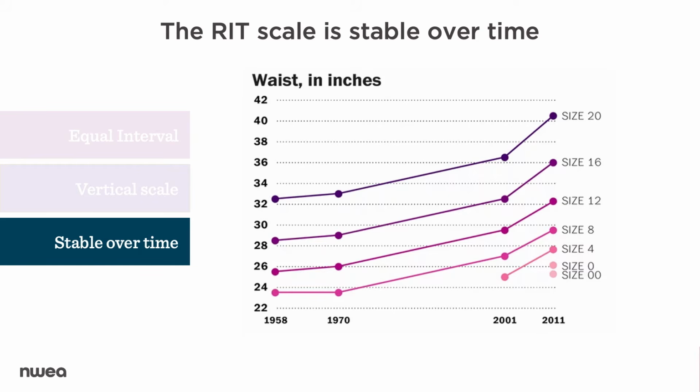Imagine if test scores worked that way. Keeping the RIT scale stable makes it possible to track real growth over time and to compare cohorts year to year. When the scale stays stable, we can be more confident that any progress or declines that we see are real and not an artifact of the measurement scale.